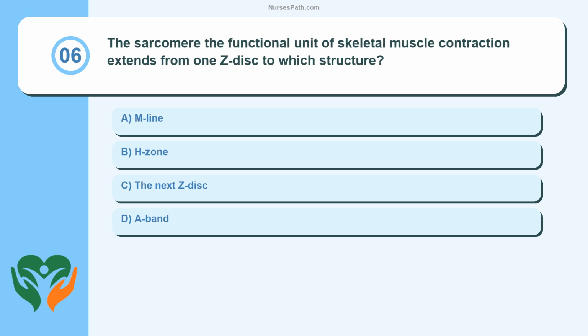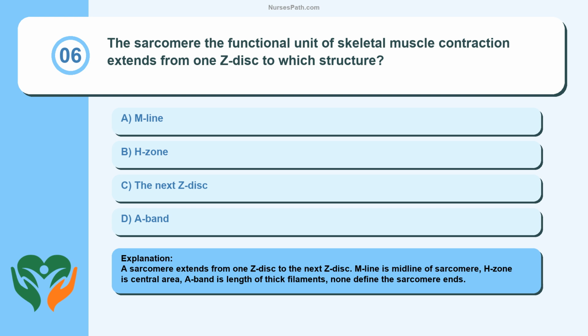Question 6. The sarcomere, the functional unit of skeletal muscle contraction, extends from one Z disc to which structure? M-line, H-zone, the next Z disc, A-band. A sarcomere extends from one Z disc to the next Z disc. M-line is the midline of the sarcomere, H-zone is the central area, A-band is the length of thick filaments; none define the sarcomere ends.